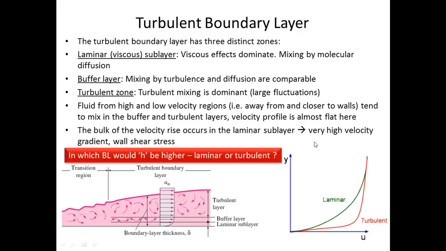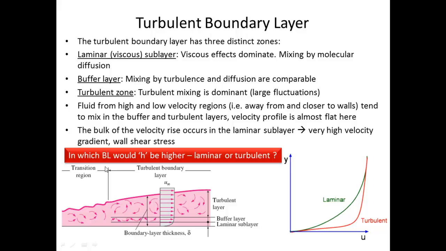This results in a very high velocity gradient in the laminar sublayer, resulting in high wall shear stresses. So here we are comparing the laminar velocity profile and the turbulent velocity profile. As we can see, the turbulent velocity profile is much steeper than the laminar one, with a very high velocity gradient at the surface.